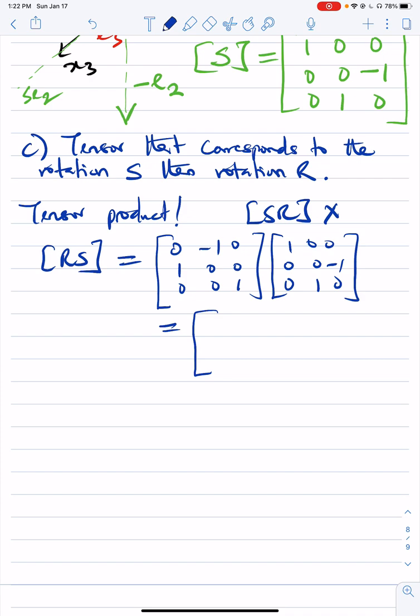what am I doing? I hope I'm doing the right thing. Okay, yes, that's right. So it will be 0, 0, 1, 1, 0, 0, 0, 1, 0.